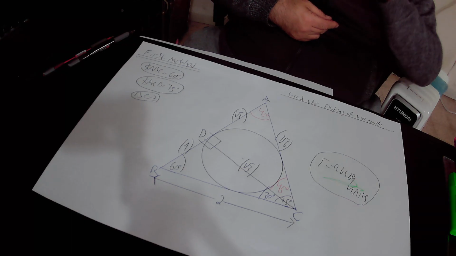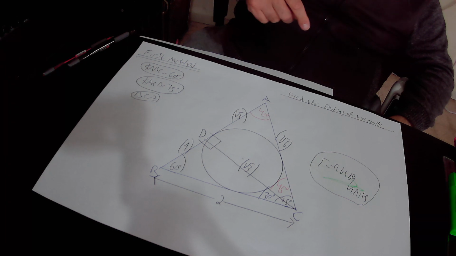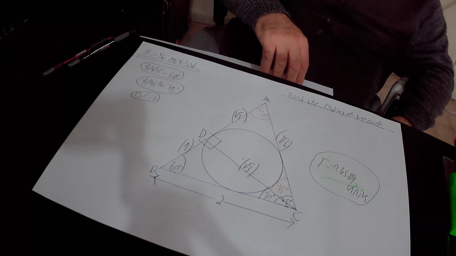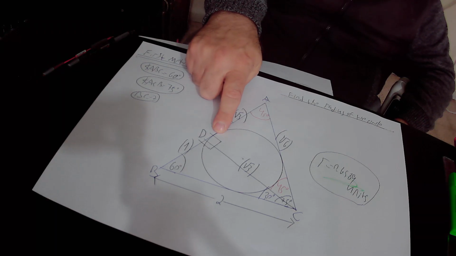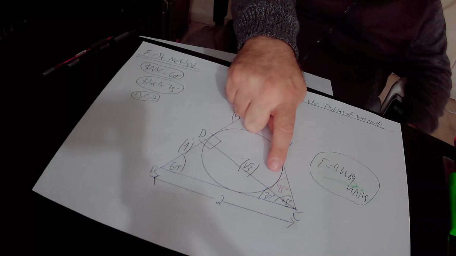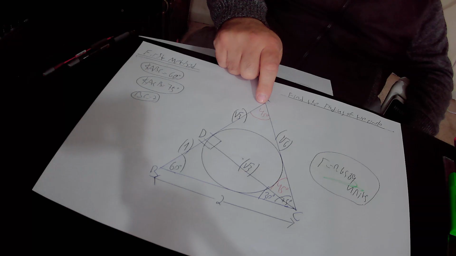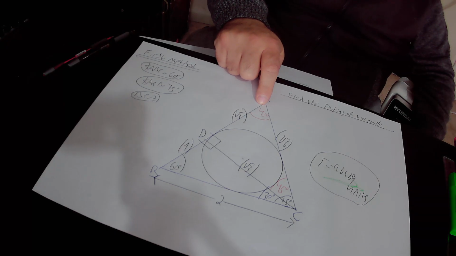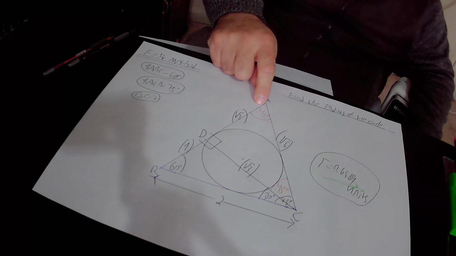So, in the right triangle ADC, this angle equals 90 degrees and this angle equals 45 degrees. 90 degrees plus 45 degrees is 135 degrees. Therefore, the missing angle here must equal 45 degrees, in order to complete the sum of the angles in this right triangle ADC to 180 degrees.